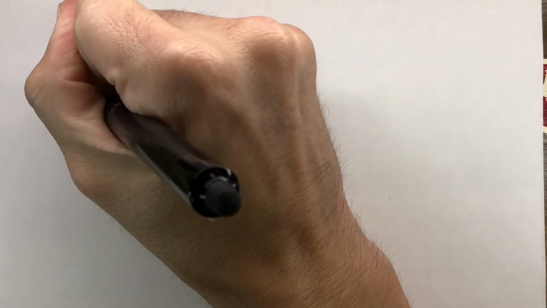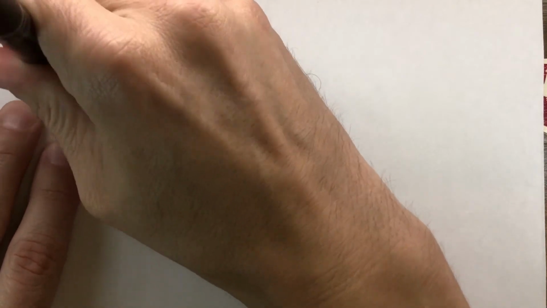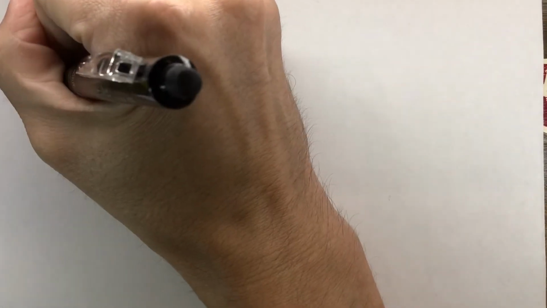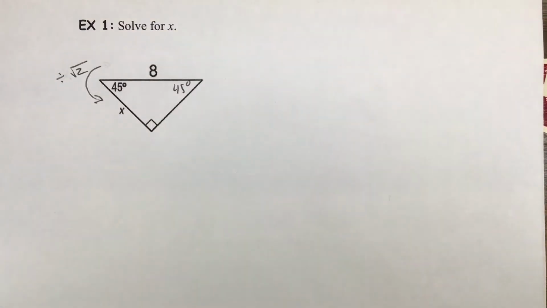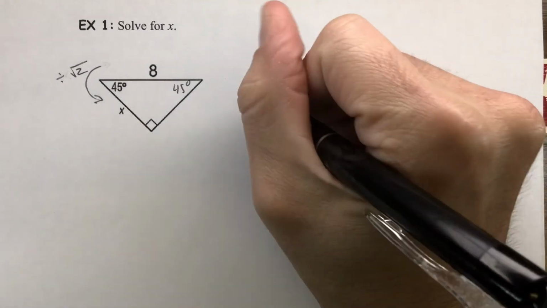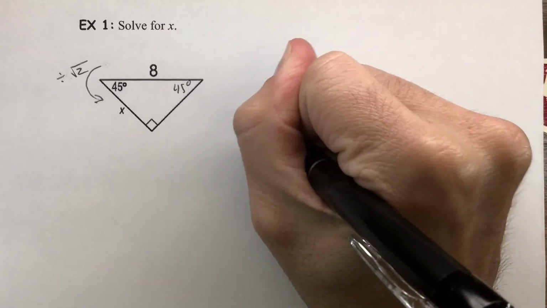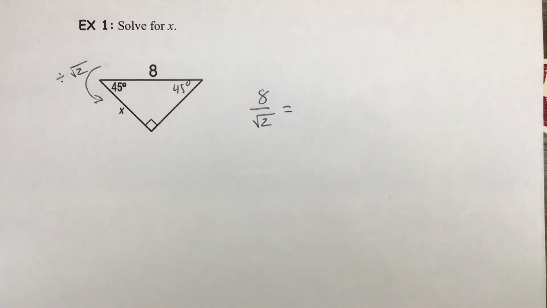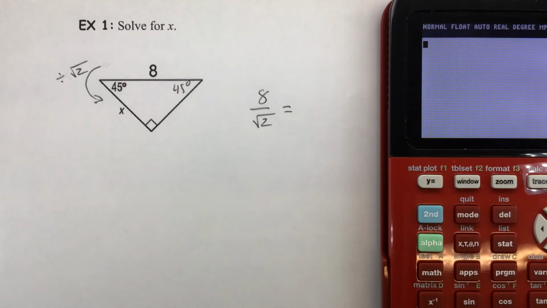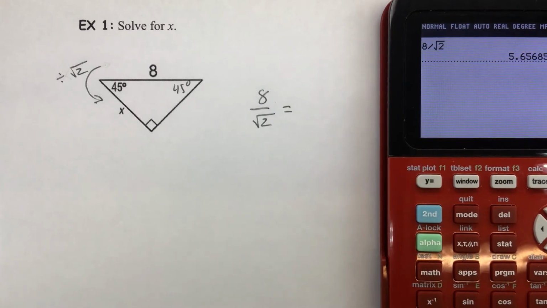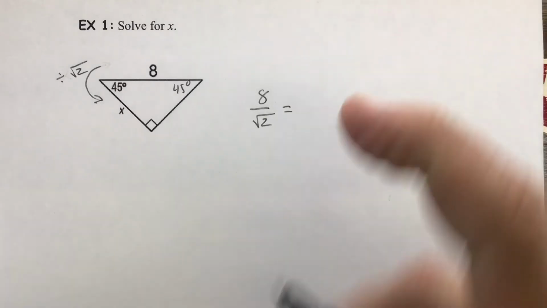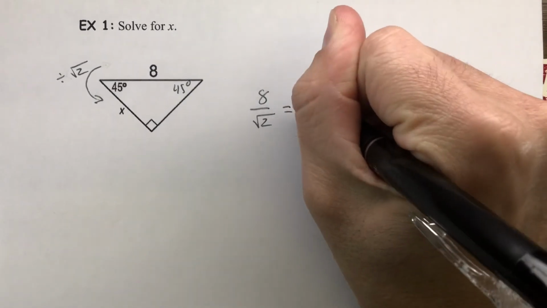Let's take the 8 and divide it by the square root of 2 to get the length of x. So 8 divided by the square root of 2 is going to give us, let's do 2 decimals, 5.66.